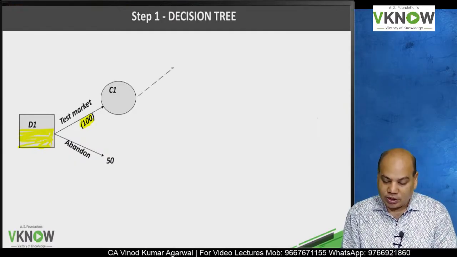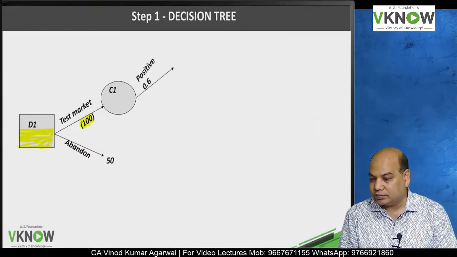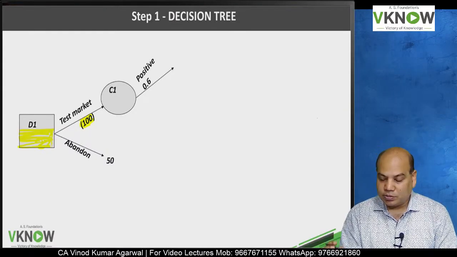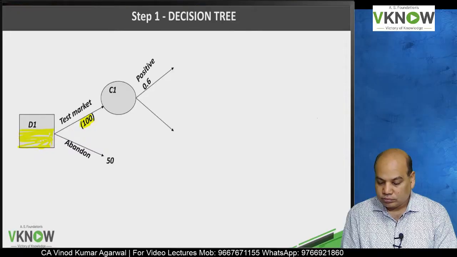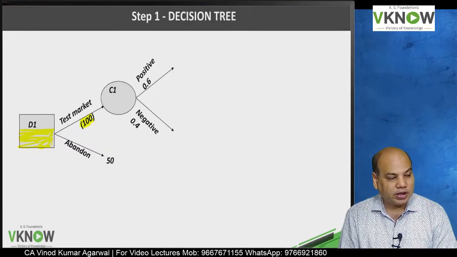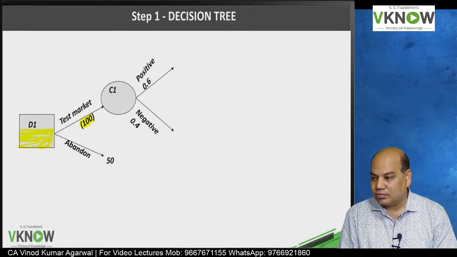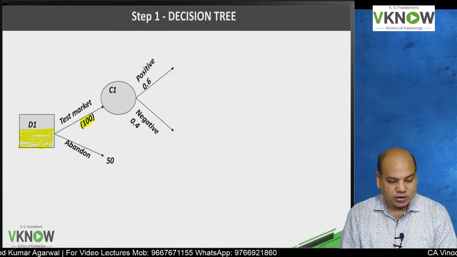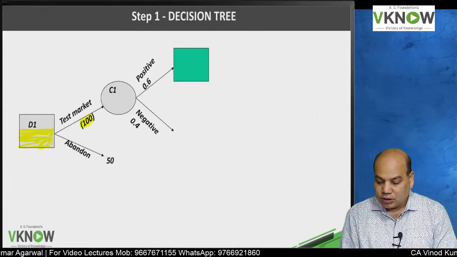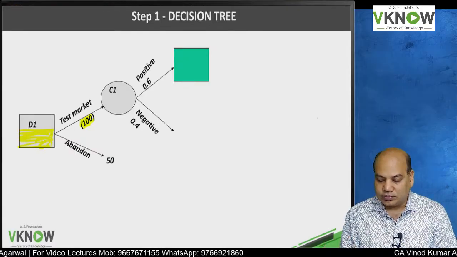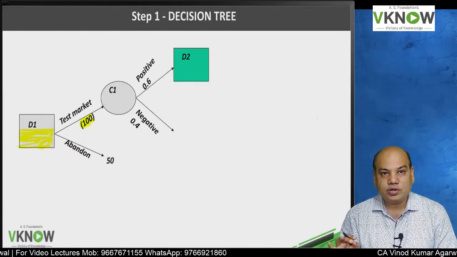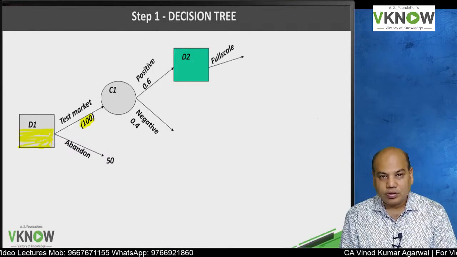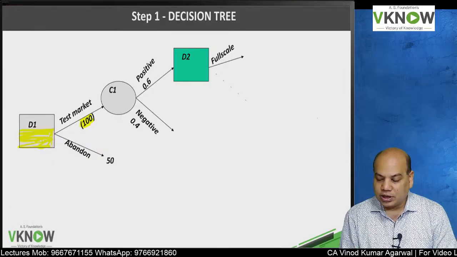If you test market, there will be an outcome. The outcome can be positive: you find that people are very positive about it, or negative: people may have a negative opinion about it. Negative 0.4, positive 0.6, these are the probabilities. If you get a positive outcome, then again you have a choice. What are the two choices we have? One is to go for full scale marketing.